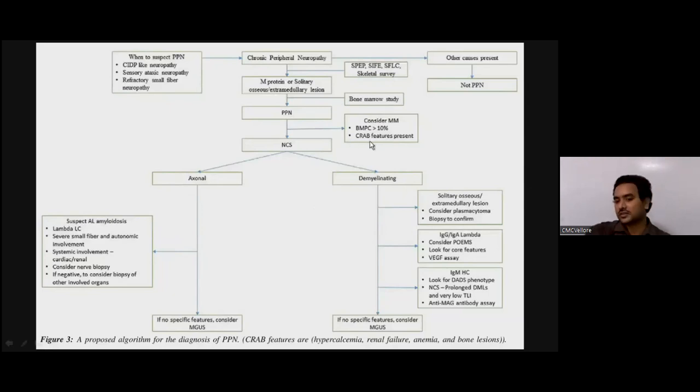If plasma cells are not more than 10 percent, there are no CRAB features, no autonomic, cardiac, or renal features, the skeletal survey is normal, and everything is normal, then fairly we can say it is like an MGUS and keep under follow-up. This is our CMC algorithm. It is fairly easy and short.